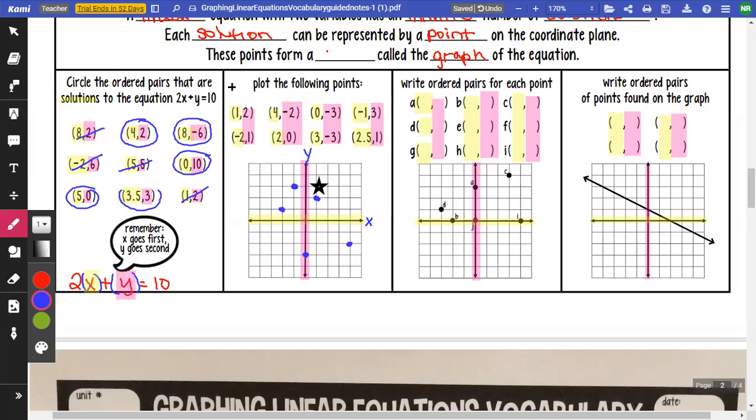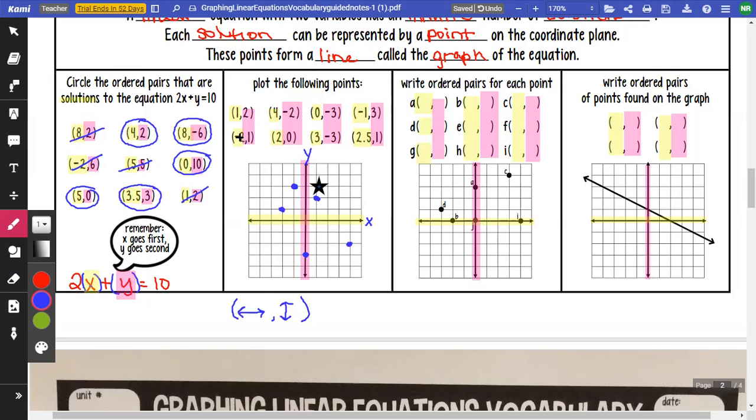Okay. I guess we can write this down. I should probably write it down on the bottom. The first number will always tell you whether you're going to go left or right. The second number will tell you if you're going to go up or down.